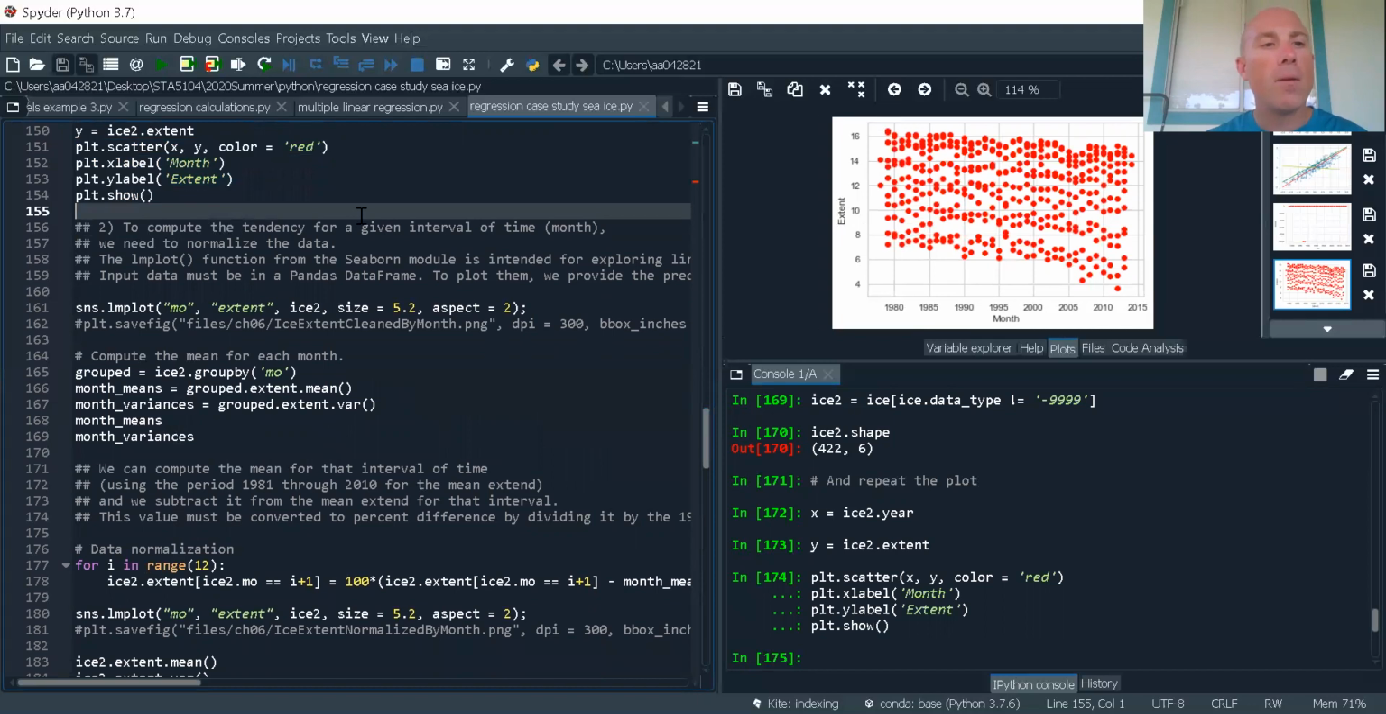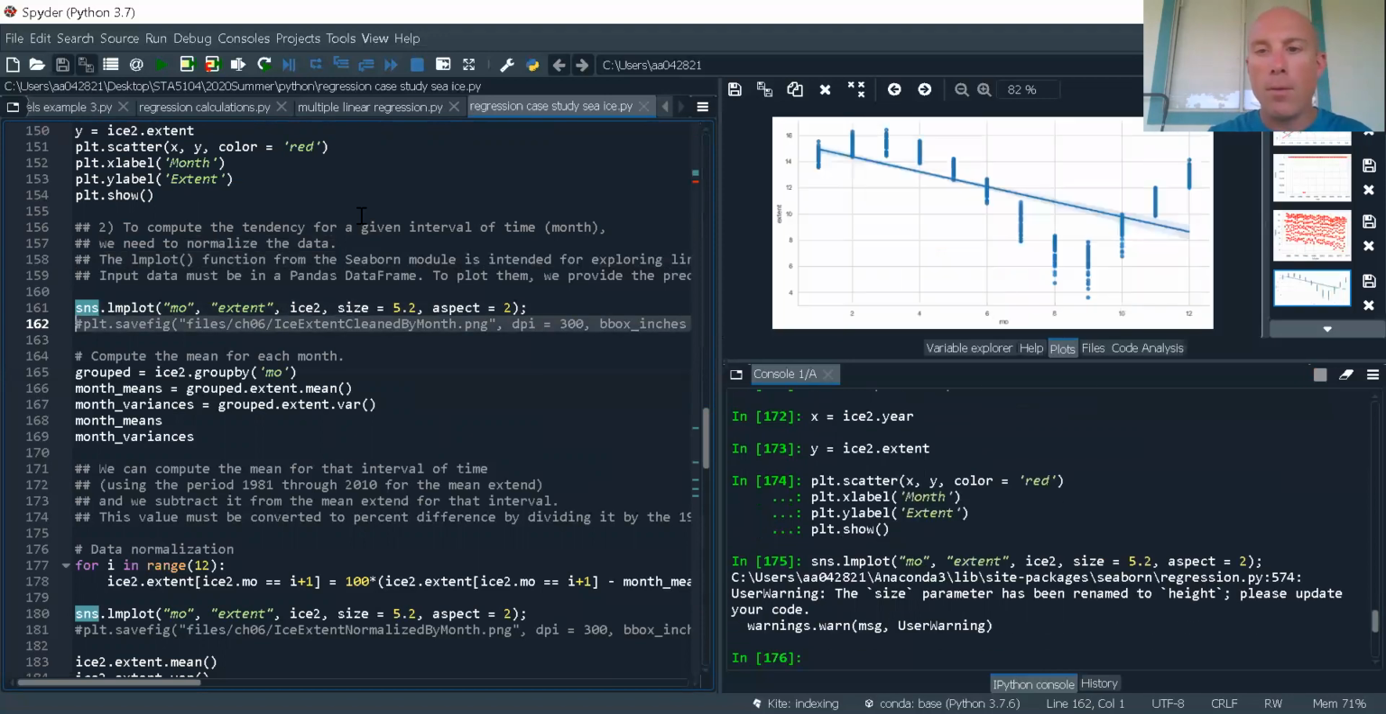All right, so now we want to compute the tendency for a given interval of time, that's for a specific month. So we need to normalize the data, and we're going to use the lmplot function from Seaborn. All right, so let's go ahead and do some plotting. So here, when I take that data and arrange it by month, I can see that there is clearly a seasonal trend going on.